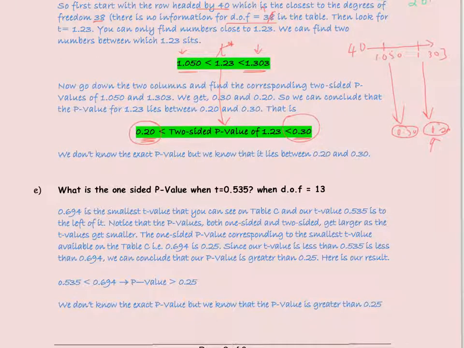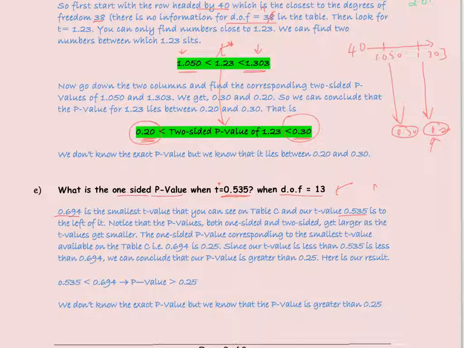Now in the next problem, we need to find the one-sided p-value for the t statistic T star equals 0.535, where the degrees of freedom is 13. So we look at the row headed by 13, which is for the t distribution for degrees of freedom 13, and we are looking for the t value of 0.535 in that row. Now the smallest number that you see is 0.694 in that table, and our value 0.535 is smaller than 0.694.